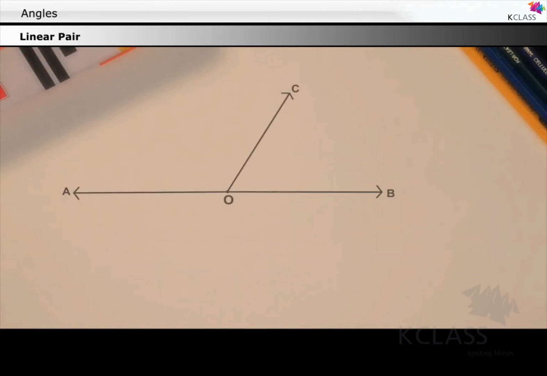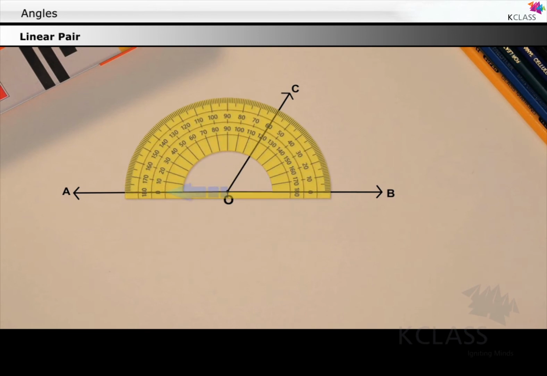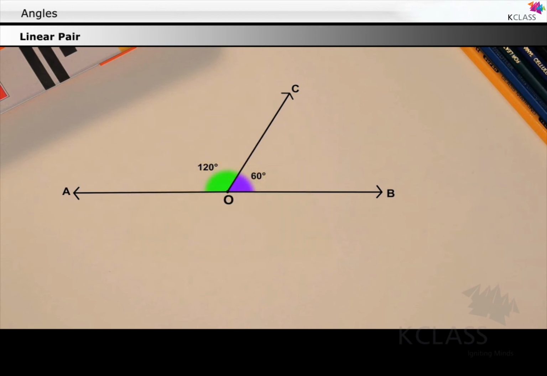Linear pair. See this figure. Angle AOC and angle COB are adjacent angles, right? Let's measure these. AOC measures 120 degrees and COB measures 60 degrees. So we have two adjacent angles that are also supplementary angles. They share a common vertex, O in this case, and a common side, OC. These two angles form what I call a linear pair.